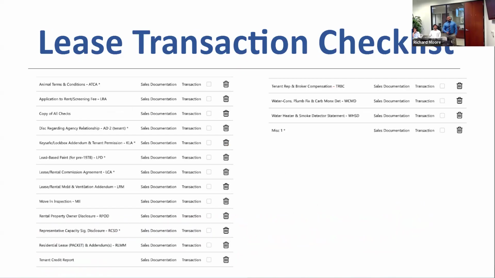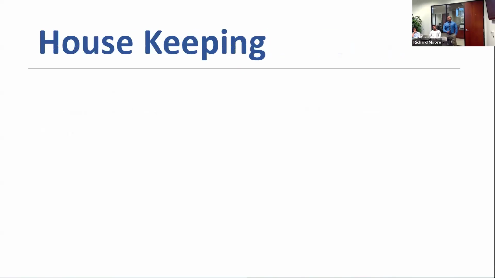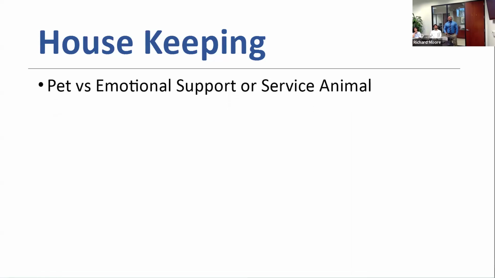And again, transaction checklists for leases. Housekeeping stuff, pet versus emotional support or service animal. You guys understand the difference? You have to have like a permit to have a service animal or emotional support, and they're not considered pets. So if you're telling someone, we're not gonna select you because you have an emotional support animal, that's discrimination.